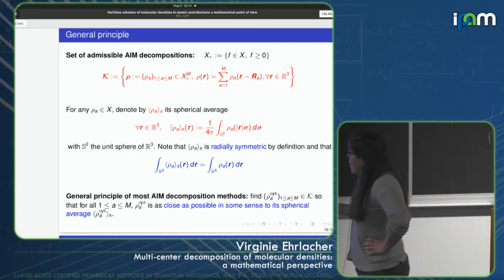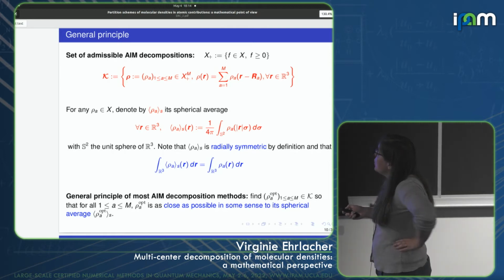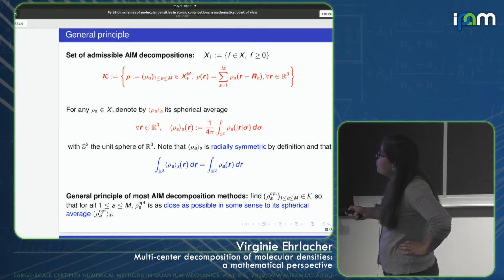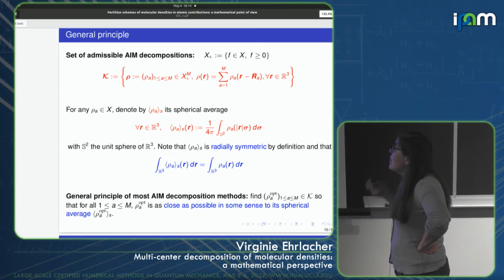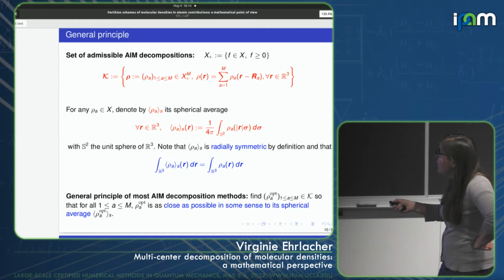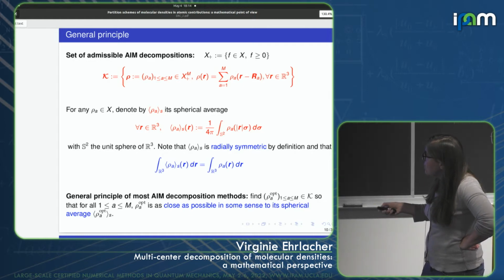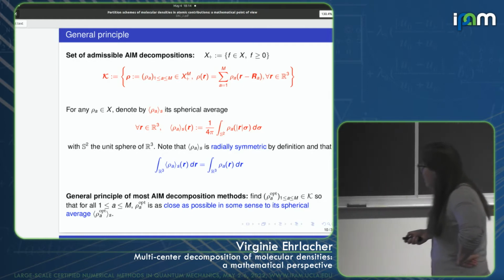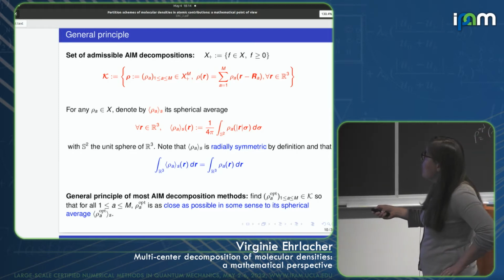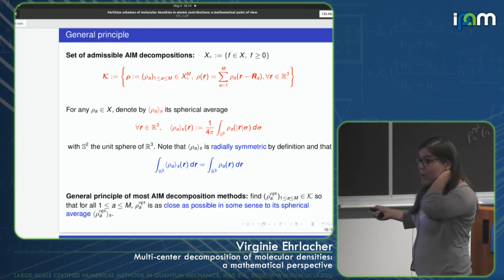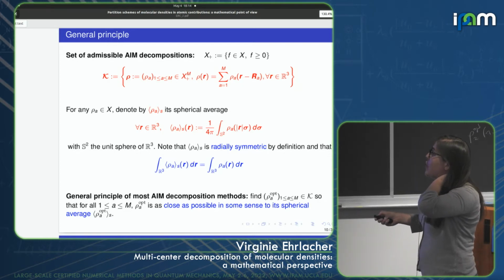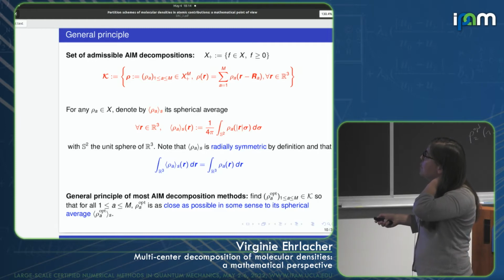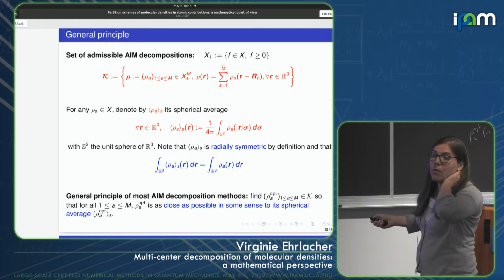I will need to introduce a few more notations. For a given element rho A, which belongs to the functional space X, rho A S here will denote its spherical average, which is defined as follows, where S2 is the unit sphere of R3. By definition, the spherical average, rho A S, is a radially symmetric function. And in addition, it satisfies the following charge conservation property: the integral of the spherical average of rho A is equal to the integral of rho A.